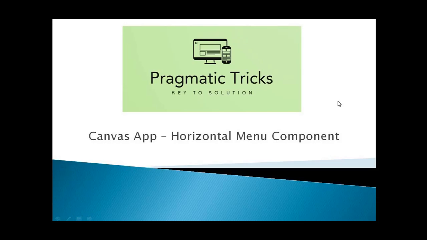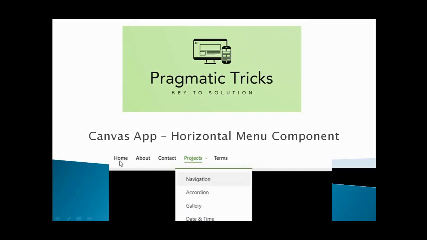Today we are going to discuss the implementation of a horizontal menu component in the Canvas app. Here we are going to show the menu component in a dynamic way, where all the parent and child menus will come from the database or from the collection.